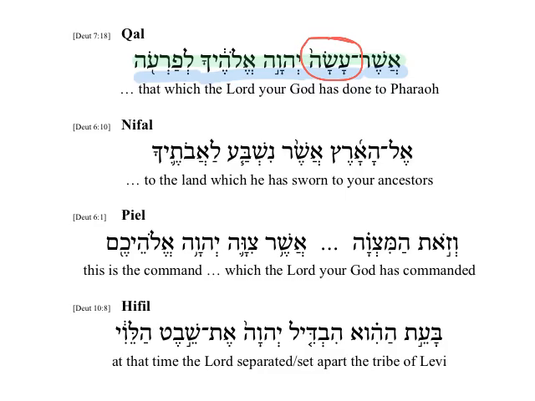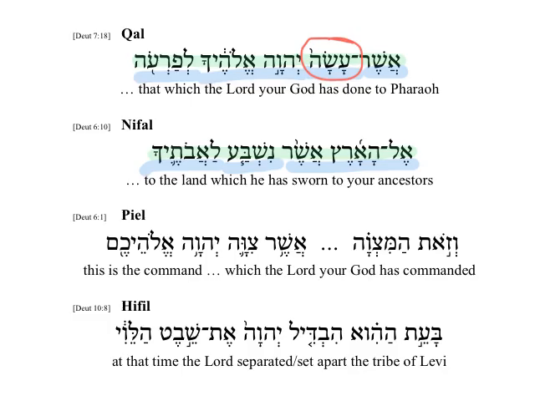It's Qal, it's light, and it doesn't have any extra things added to the verb root, so it's just a Qal stem. Another example comes from Deuteronomy. El haaretz asher nishba la'avotecha. And this we would read, to the land which he has sworn to your ancestors.